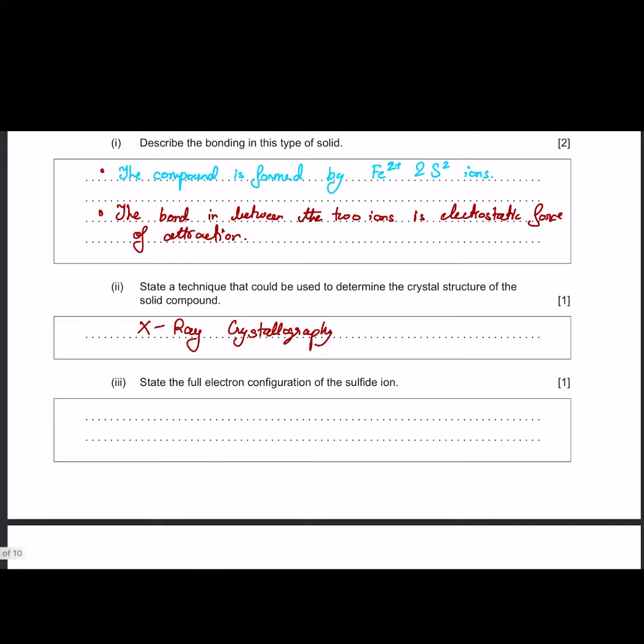Now in this third part, we have to write the full electronic configuration of sulfide ion. So sulfide ion is basically S2- ion. Okay. So sulfur has a total of 16 electrons because its atomic number is 16. S2- has 2 extra electrons. So the total number of electrons in S2- is 18. So we have to write the full electronic configuration here. So 1s2, 2s2, 2p6, 3s2, 3p6. And that would be the full electronic structure of S2-.